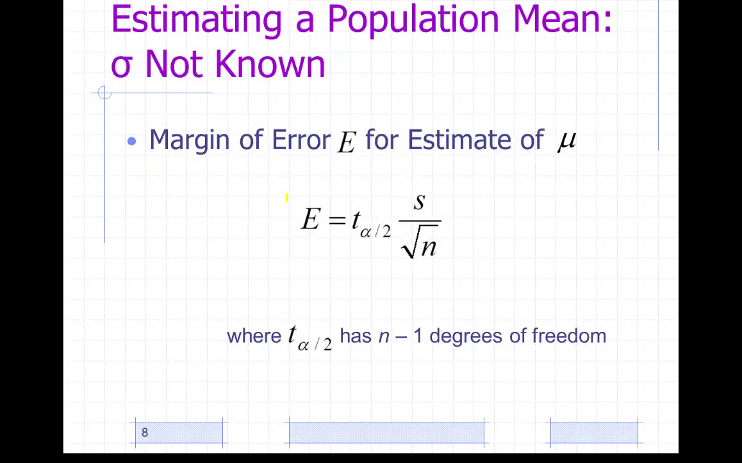And here's our margin of error. So what we do is we find our critical value from the table, we use our sample standard deviation, and then we use the square root of the number in the sample. And we'll either look this up on table A3, or we'll use StatCrunch to find it.